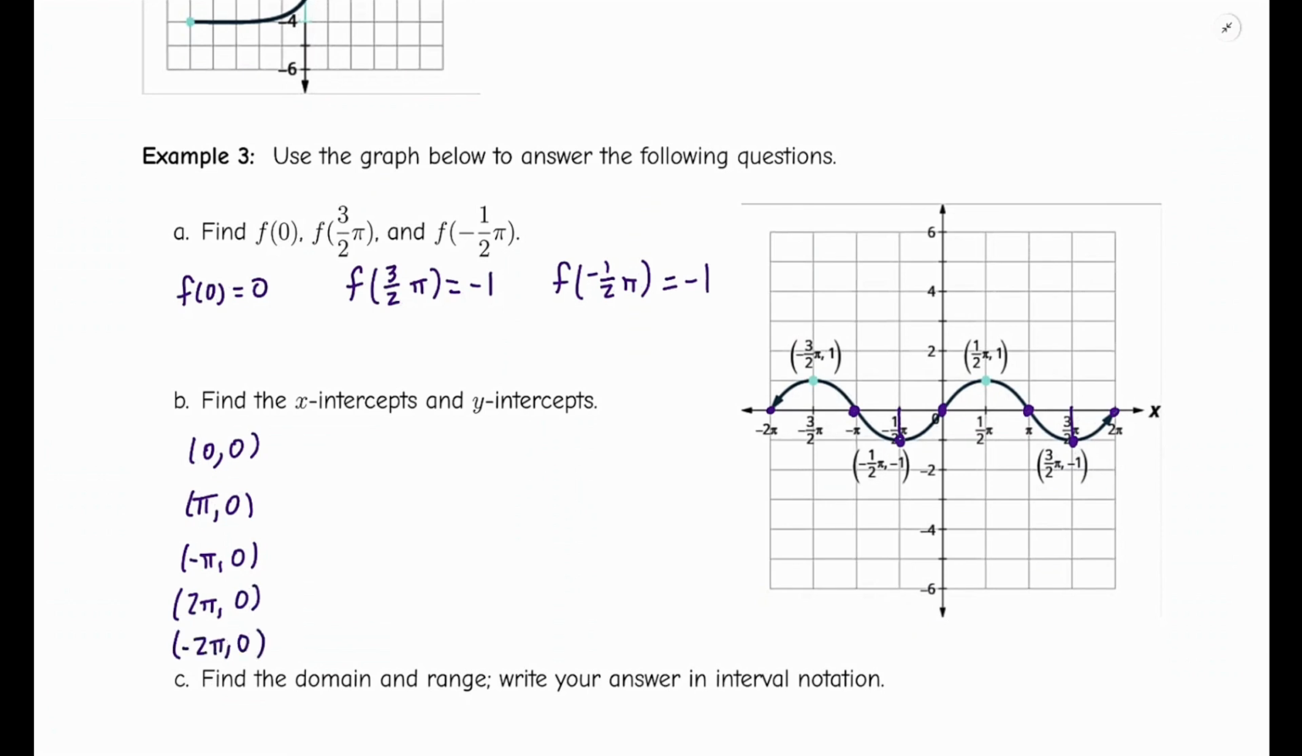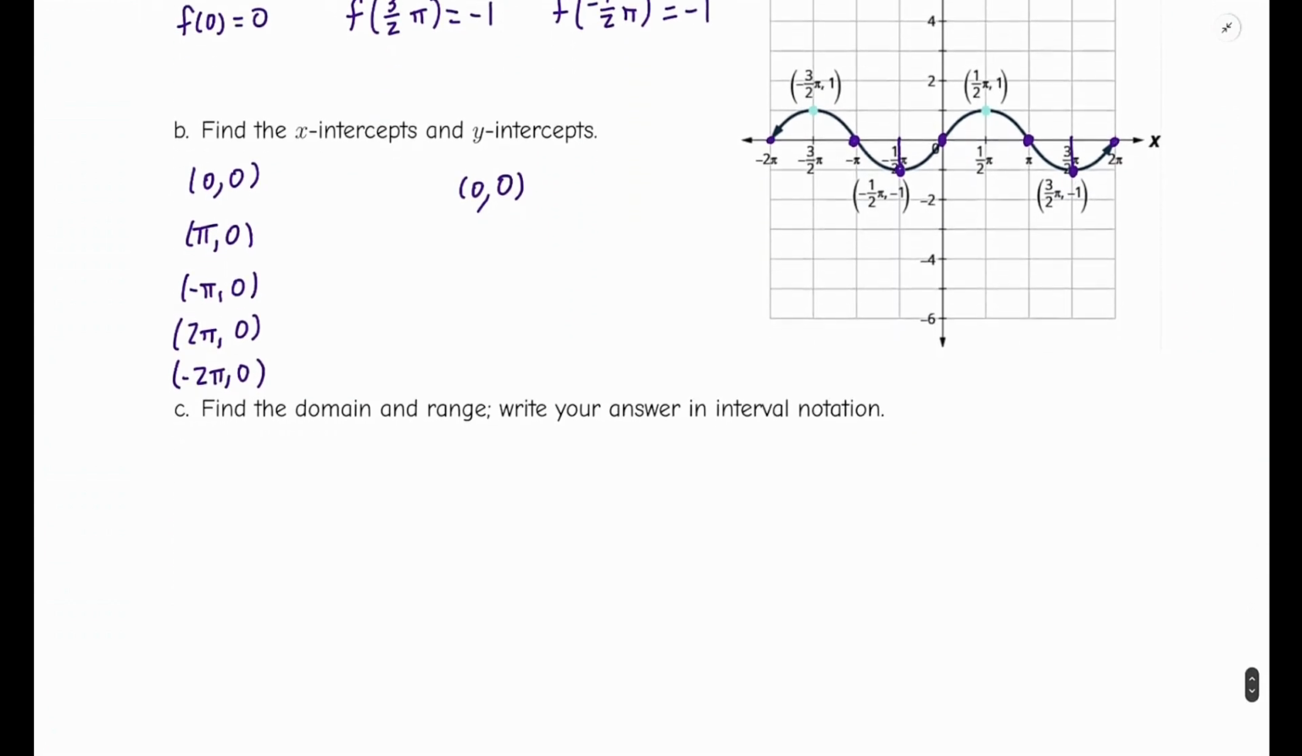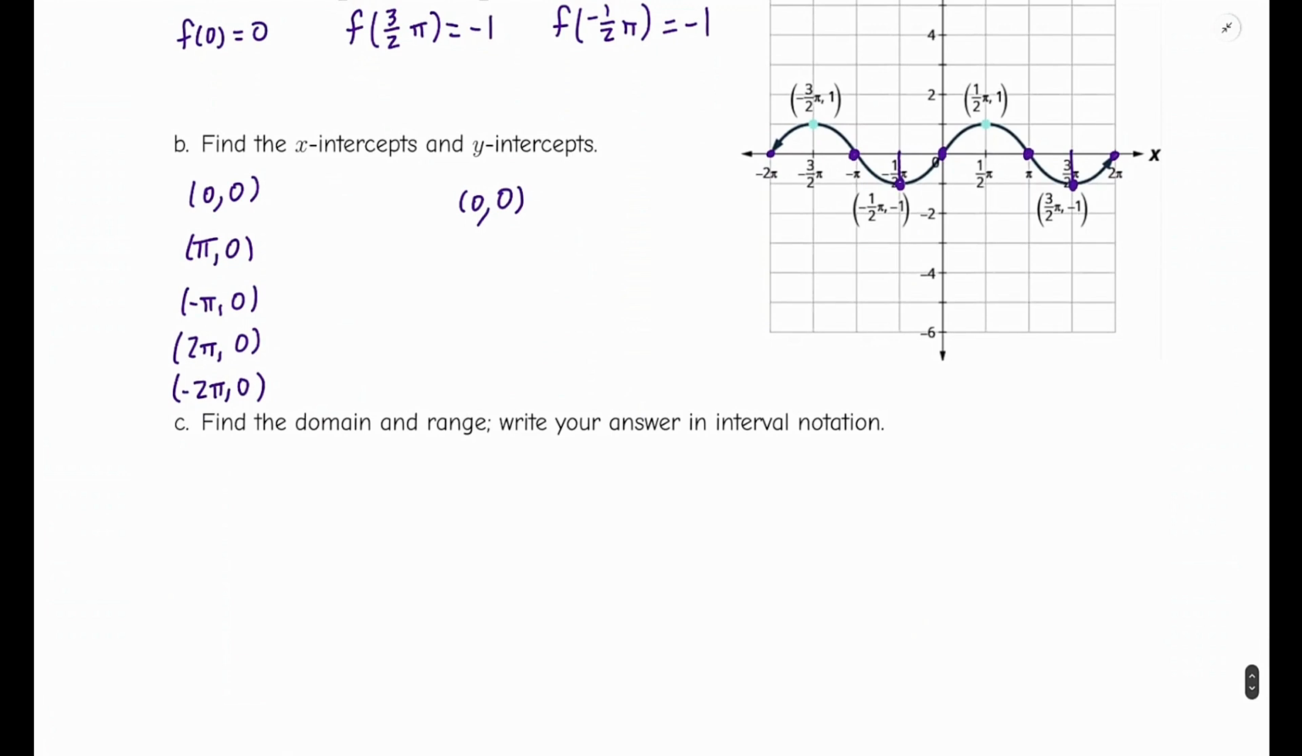And then the y-intercept, where does it cross the y-axis? (0, 0). Here would be a good question to put on the exam. How many y-intercepts can a function have? So I'll let you ponder that for a little bit. And then write the domain and range and write your answer in interval notation.